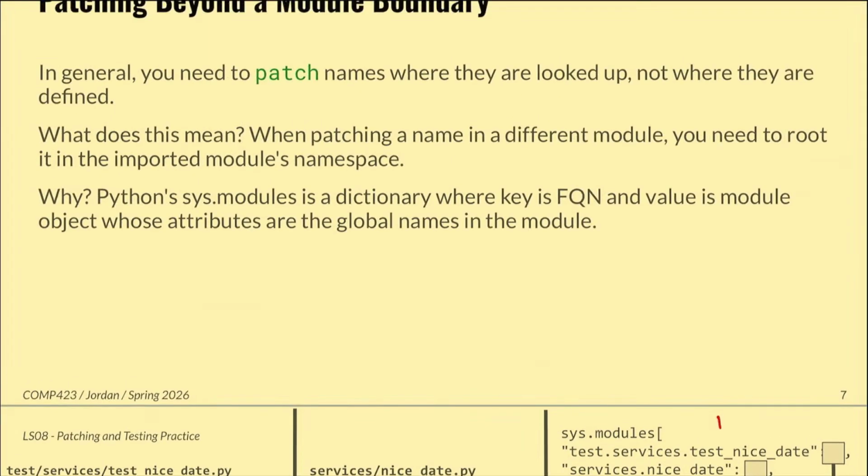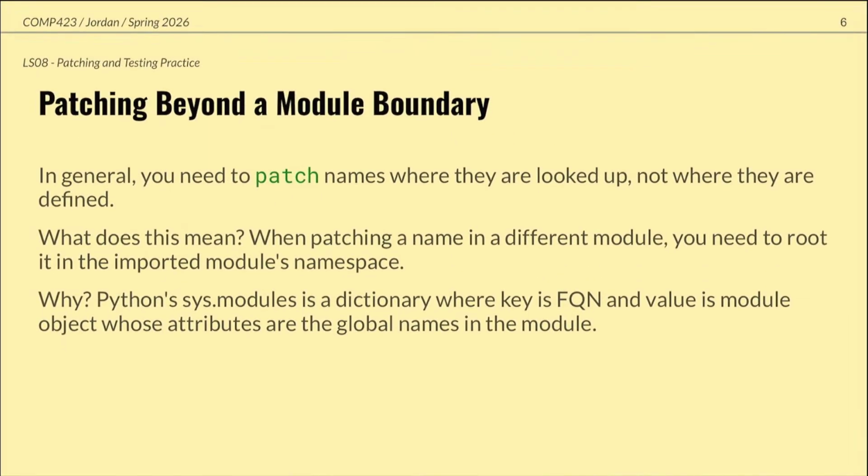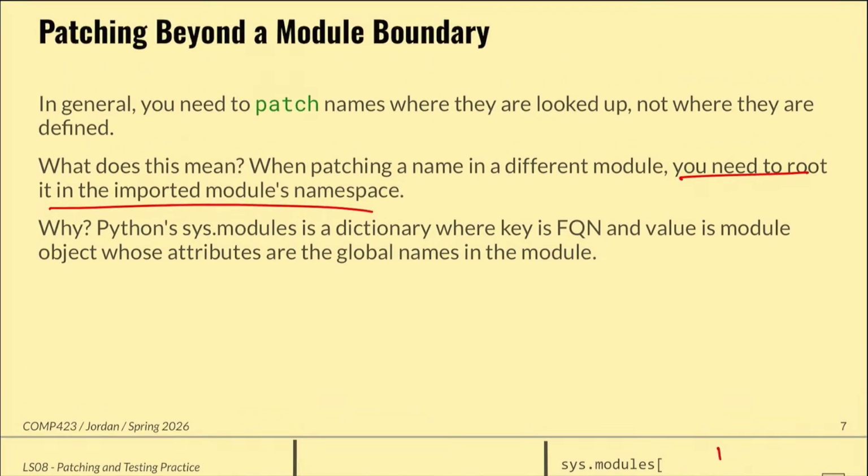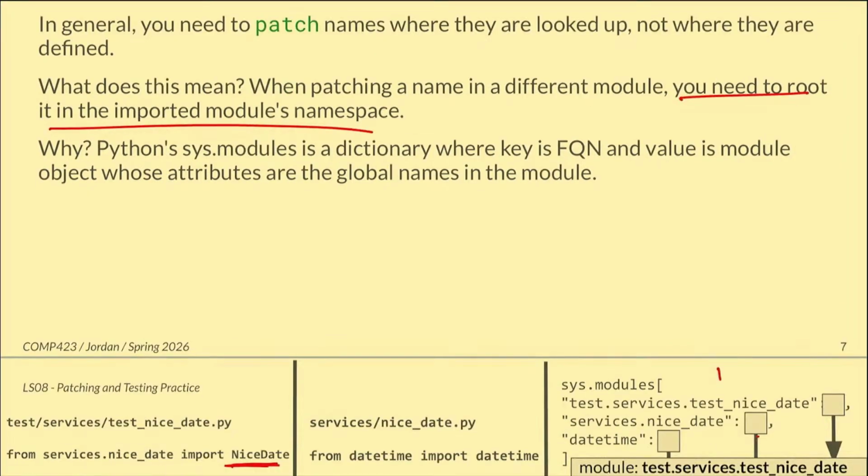And the rule of thumb is you always just want to root your replacement for patching in the imported module's namespace. So find the package name of the module you're trying to patch into and what it imports at the very top, and that's the name that you're targeting with a fully qualified name.